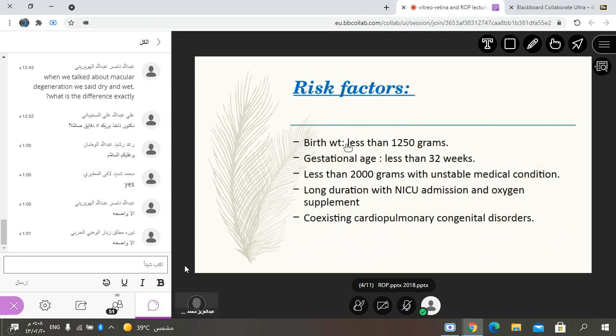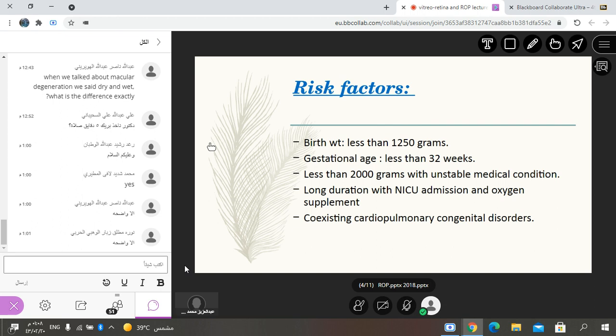Risk factors: if the birth weight is less than 1,250 grams, if the gestational age is less than 32 weeks, if it is less than 2,000 grams with an unstable medical condition like congenital disorders, and if there is a long NICU admission and oxygen supplement. The most important factor in NICU care is the oxygen supplement. Some NICUs give a high oxygen supplement, and this results in very poor control of ROP, and more of these babies need treatment.